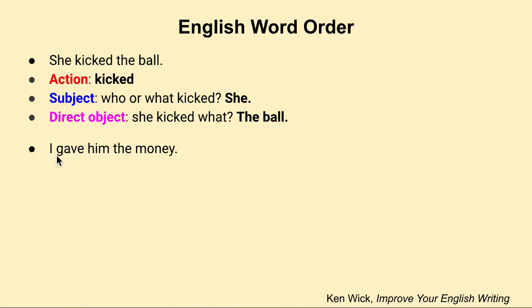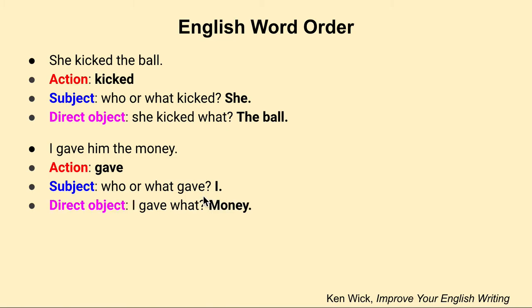How about the next example: I gave him the money. So what's the action? The action is gave. Who or what gave? I gave. So that's the subject. The direct object is I gave what? Money. The indirect object is I gave to or for whom. So in this case, it would be I gave to whom. It would be him.